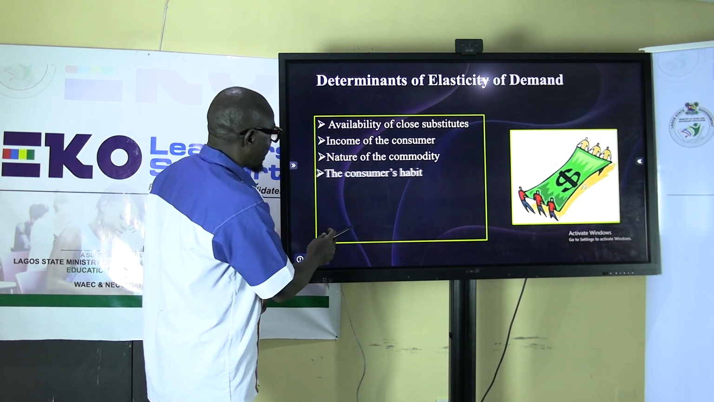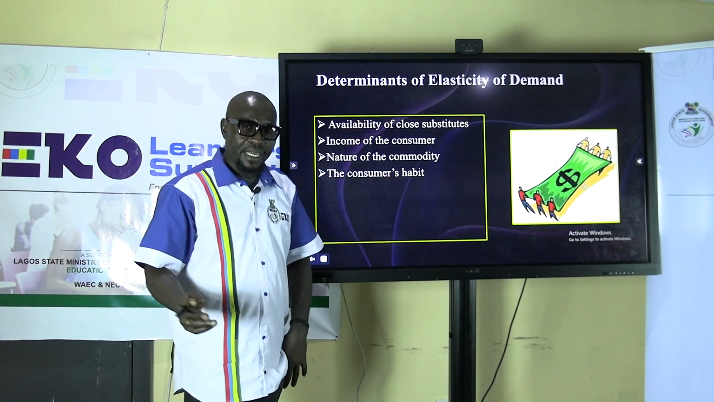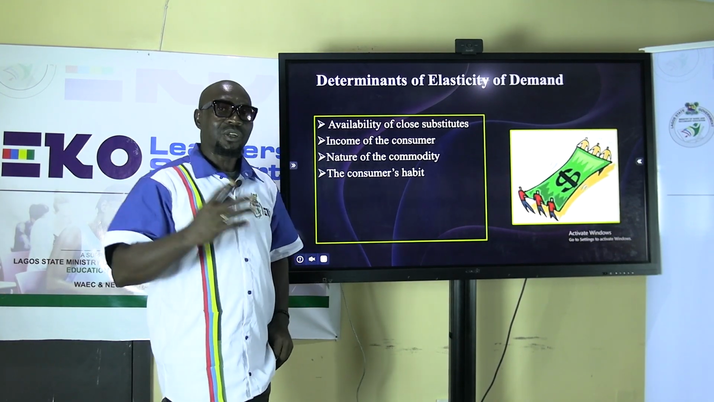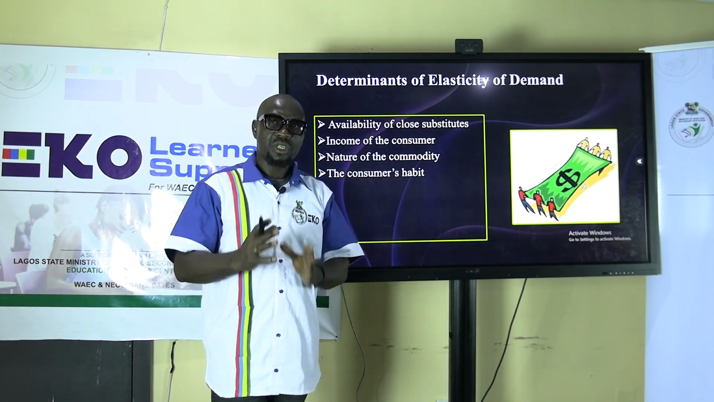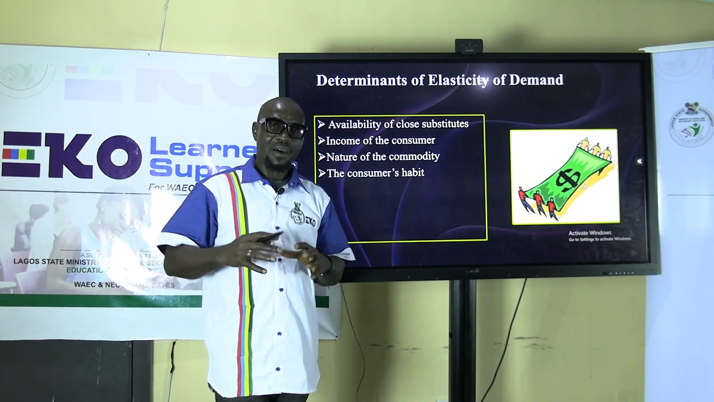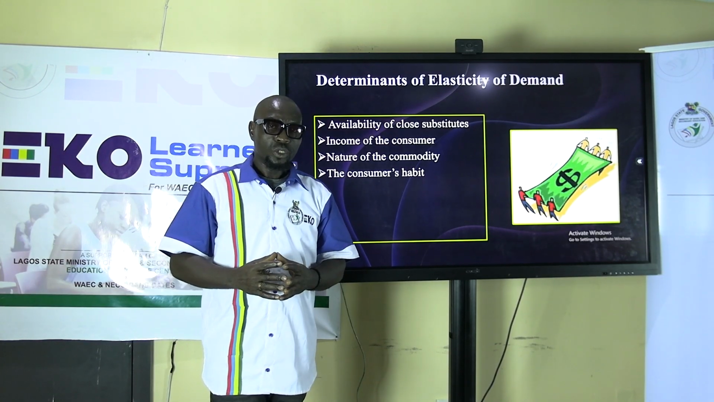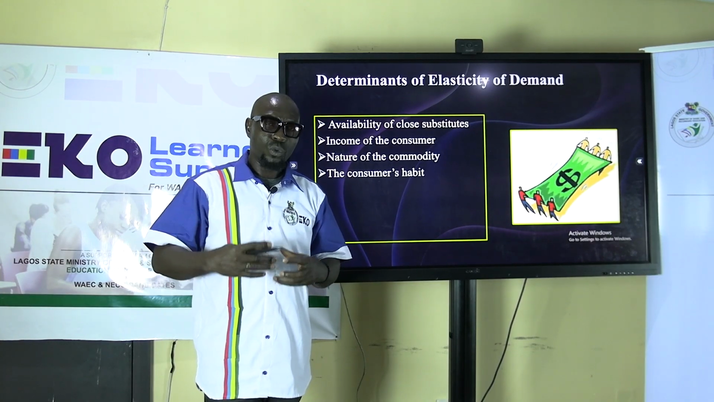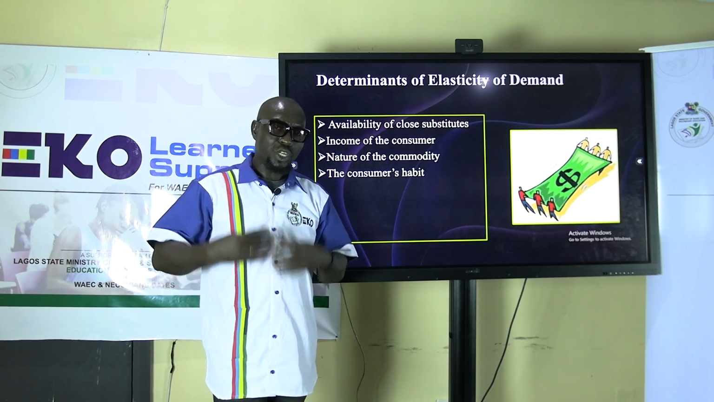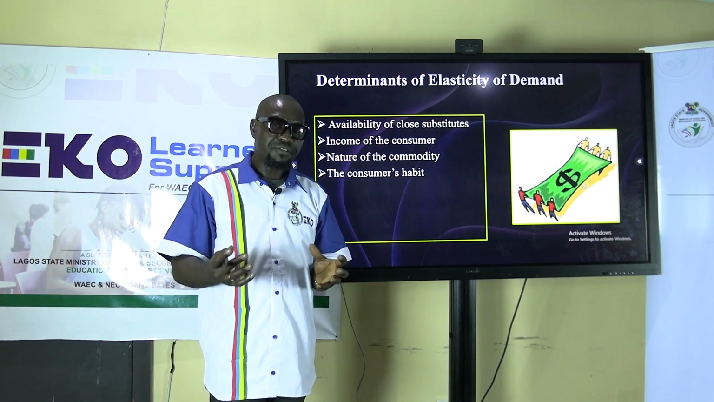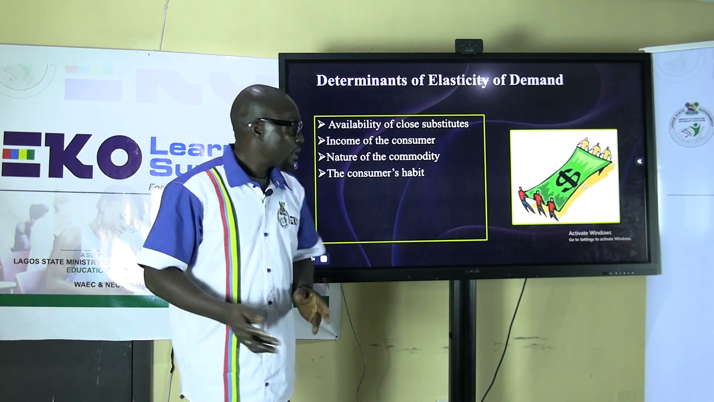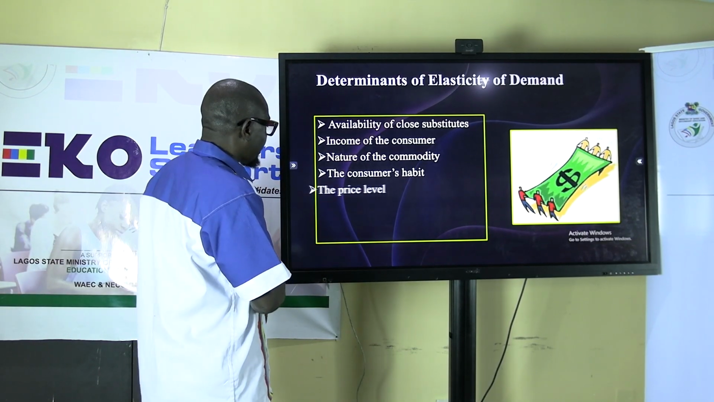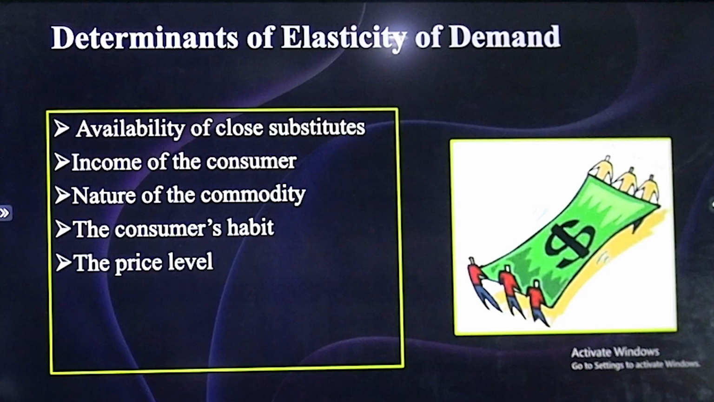Okay? The consumer's habit. Again, economics is not an exact science, it's a social science which essentially focuses on our psychological feeling. So our habit of consumption will also affect how we respond, or in other words, the quantity that we demand of given commodities per time. The price level, of course, the price level of a commodity affects elasticity. Price elasticity, that is very straightforward.